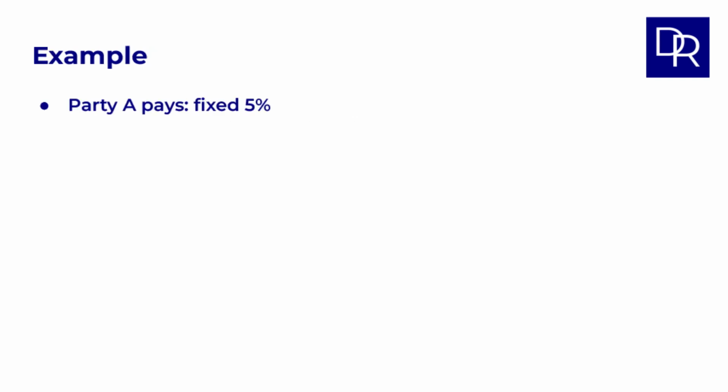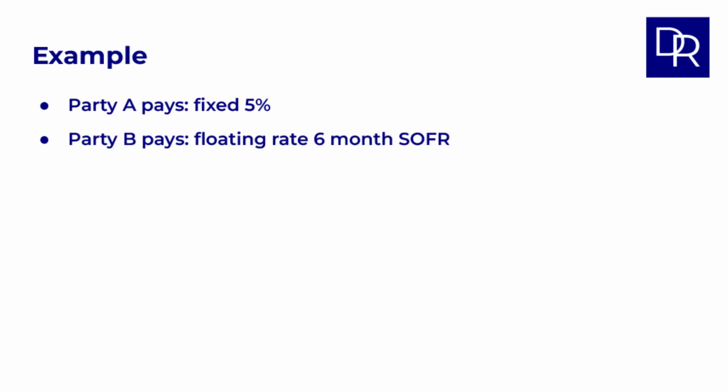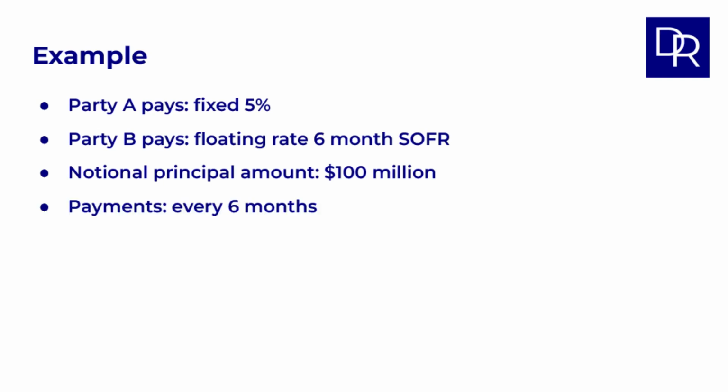Party A has agreed to pay a fixed rate of 5% per annum to Party B. In return, Party B has agreed to pay a floating rate referencing 6 months SOFR. The notional principal amount of the swap is $100 million, and it has been agreed that payments are exchanged every 6 months until the maturity of the swap after 3 years. Let's look at the payments in this swap.